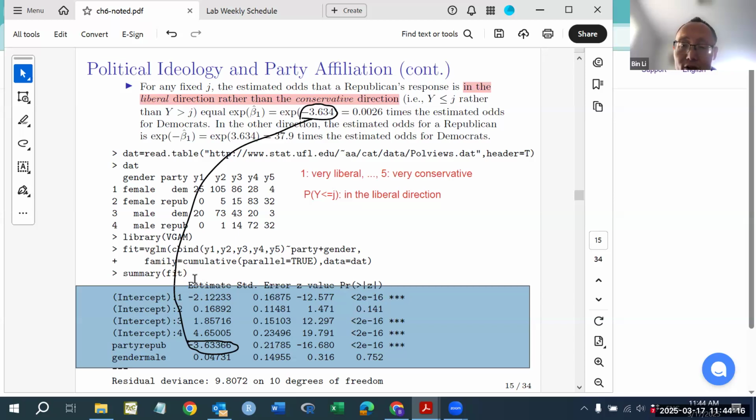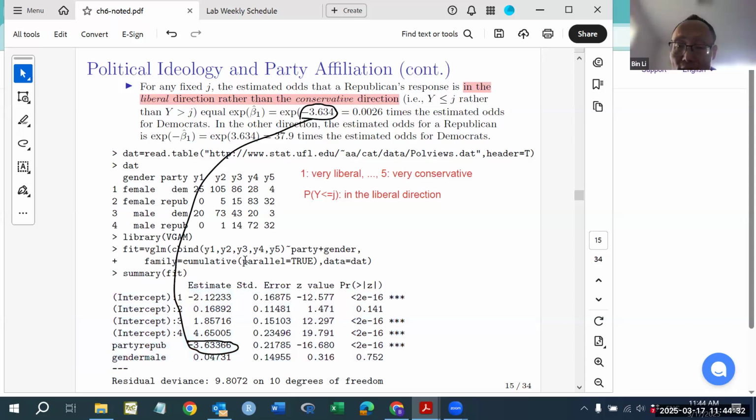So what does that mean? That means this time we are not using the baseline Logit model. We are using the cumulative Logit model, with the proportional odds structure. Parallel equals true means that we have the beta that doesn't change for the j's. Okay, so that's what parallel equals true means. So that's the proportional odds cumulative Logit model.